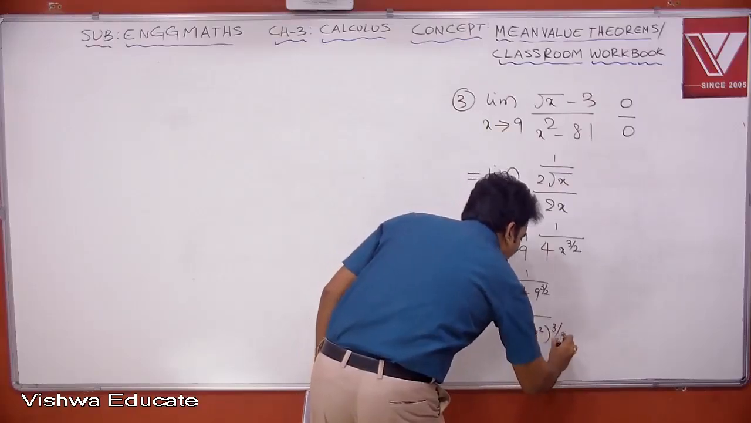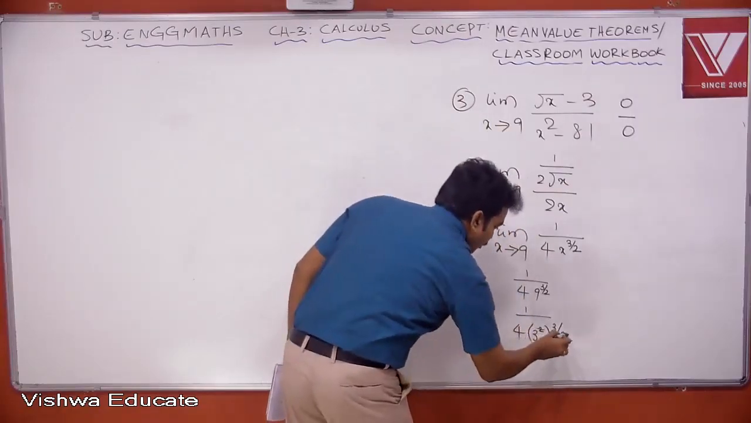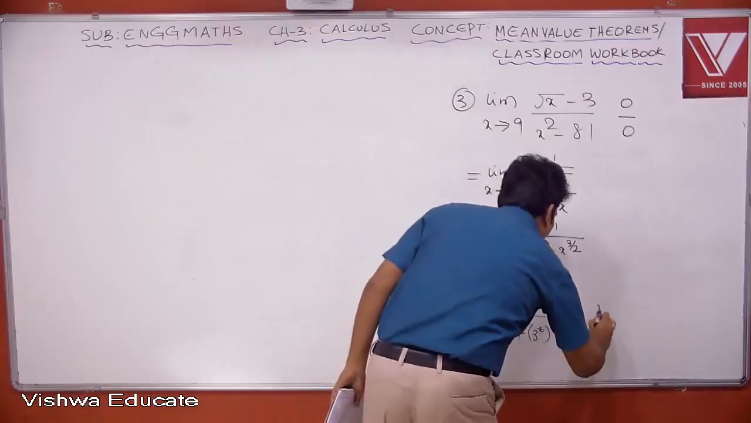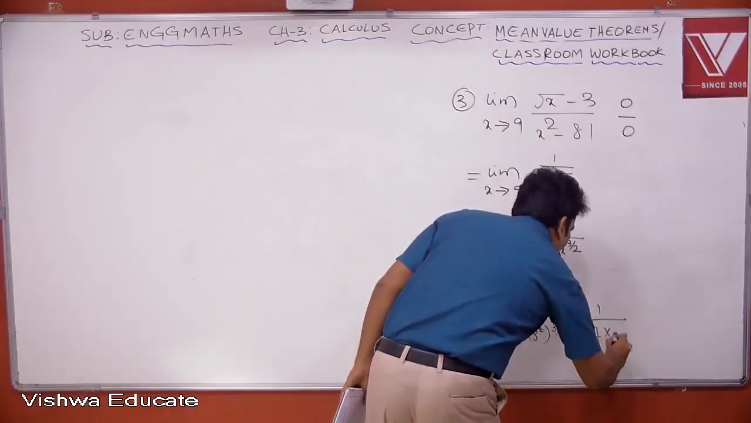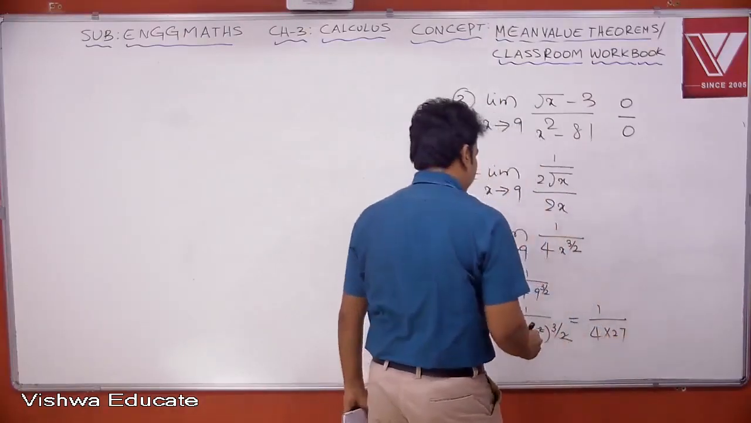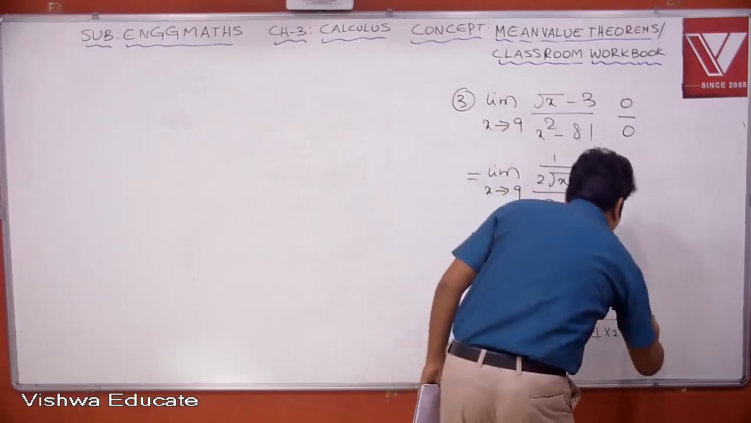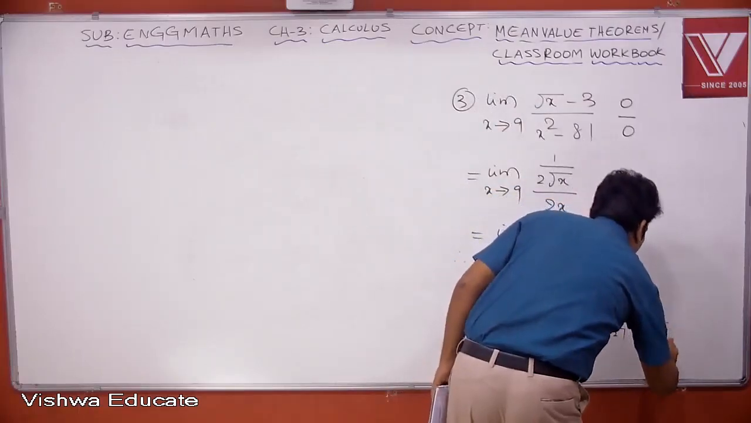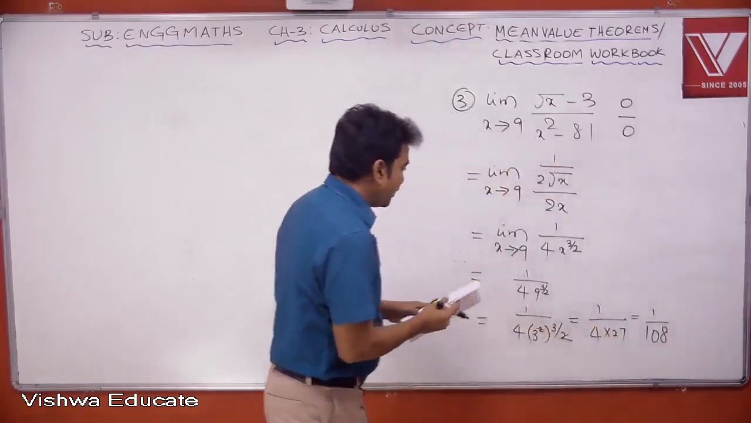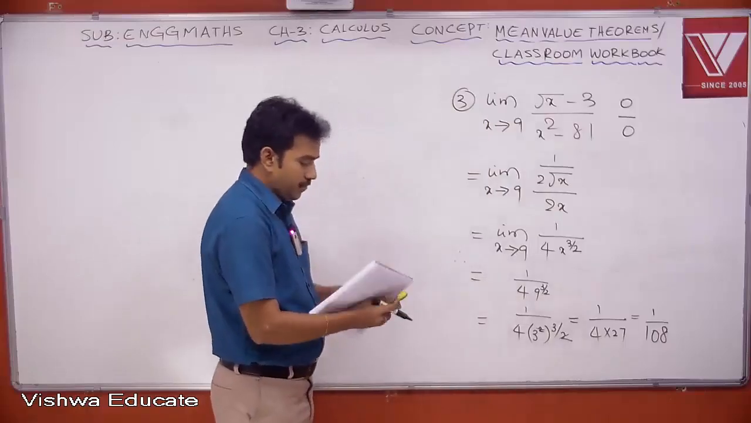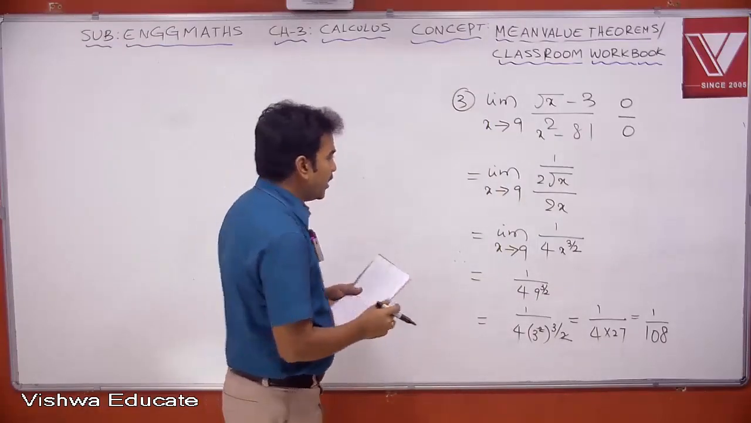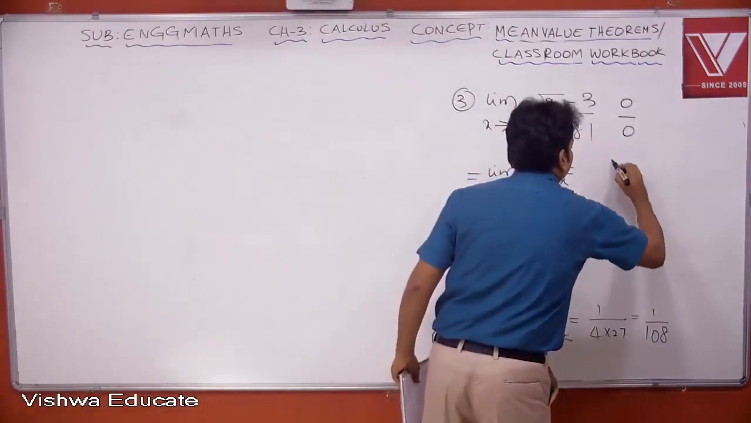So 9, we can write it as 3 square. So 3 square whole power 3 by 2. This 2 will be cancelled. So this is 1 by 4 into 3 cube, which is 27. So therefore this is 1 by 108. So option C is the right answer.